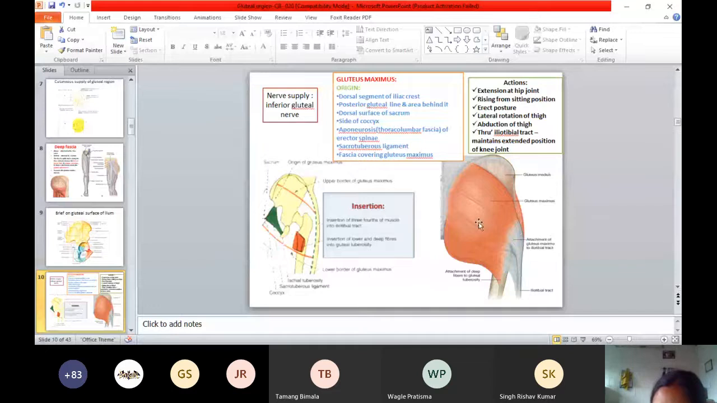Since 3/4 of the muscle is attached to the iliotibial tract, as the name indicates, ilio means ilium and tibial means tibia, the bone of the leg. So tibia forms which joint? Knee joint. So through the iliotibial tract, it maintains the extended position of the knee joint.